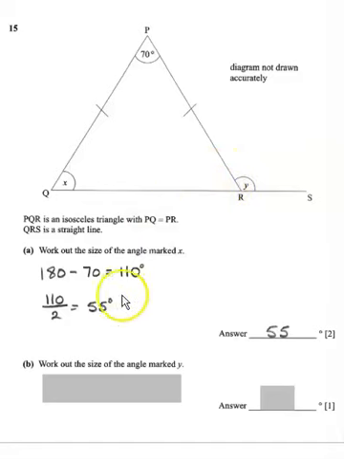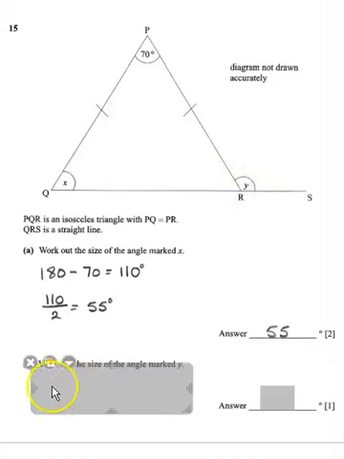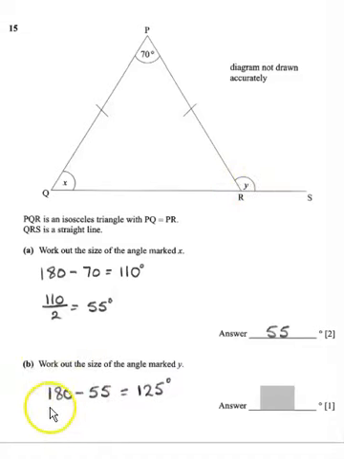So question B says work out the size of the angle marked Y. Now all we need to do is focus on the two angles, the angle Y and the angle next to Y. Now that's a straight line, so these two angles here should add up to 180. So that's what we've done, is 180 take away 55, which is 125.